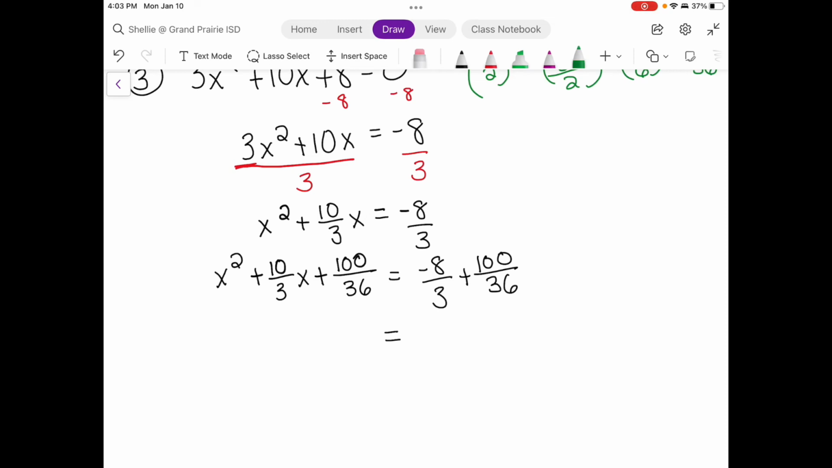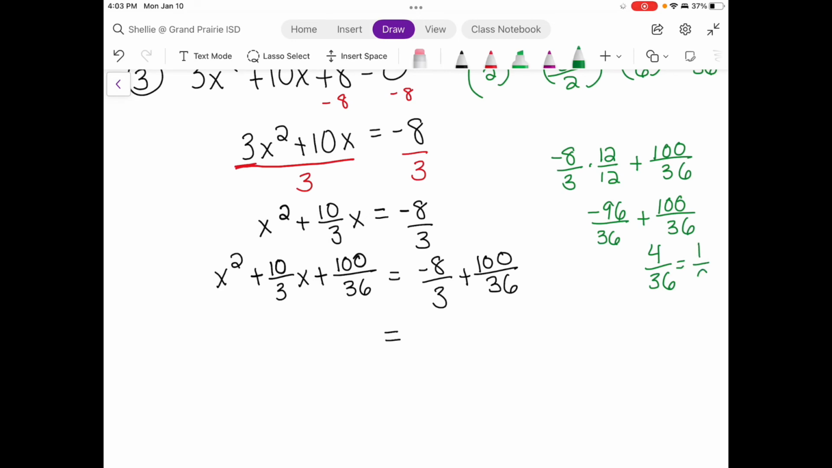96. Okay, so I have negative 8 over 3. I'm going to multiply that by 12 over 12 plus 100 over 36. That's going to give me negative 96 over 36 plus 100 over 36. That's going to give me 4 over 36. Okay, and 4 over 36, see, 4 goes into 36 9 times, so it'd be 1 over 9. So it looks like here on the right, I actually have 1 over 9 once I simplify.